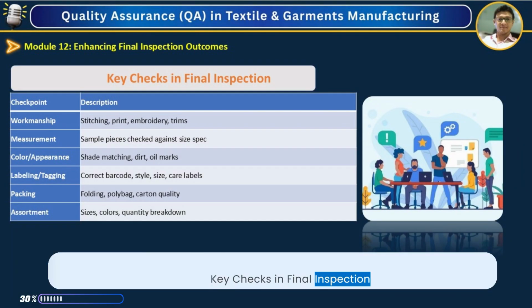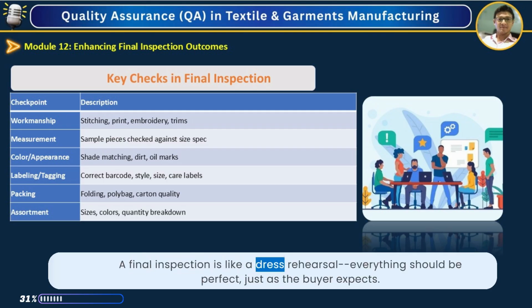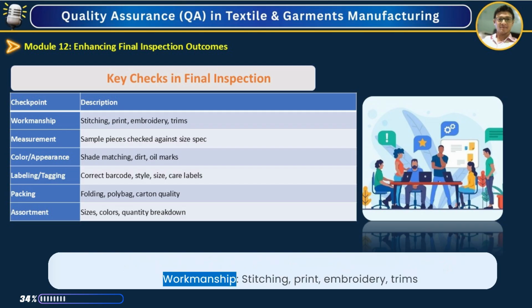Key checks in final inspection. A final inspection is like a dress rehearsal. Everything should be perfect, just as the buyer expects. Checkpoints: workmanship, stitching, print, embroidery, trims; measurement, sample pieces checked against size spec; color appearance, shade matching, dirt, stain marks; labeling, tagging, correct barcode, style, size, care labels; packing, folding, polybag, carton quality; assortment, sizes, colors, quantity breakdown.